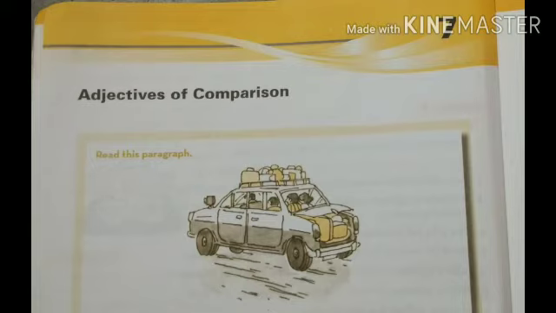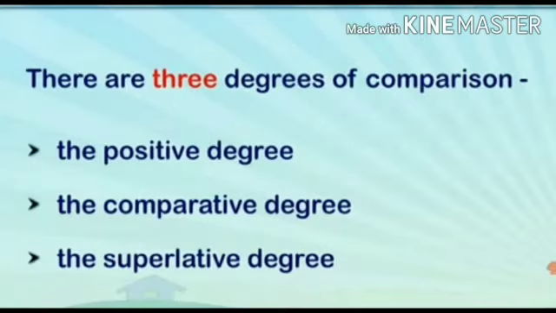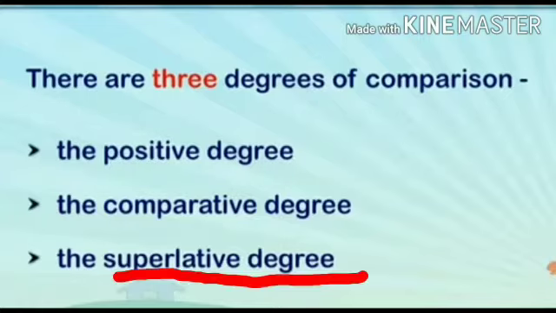So today in this video, we are going to discuss chapter number 7 of your English grammar, that is adjectives of comparison. An adjective of quality changes its form when it is used to compare one noun with another. It means when a comparison is done, it is called the degree of comparison of an adjective. Now there are 3 degrees of comparison. What are they? The positive degree, the comparative degree, and the superlative degree.